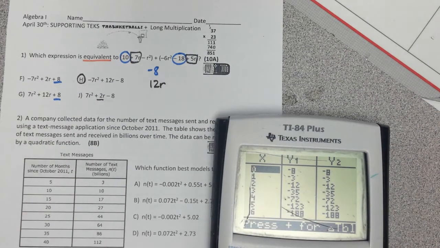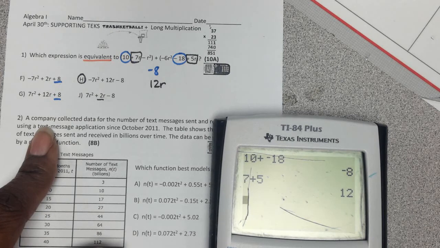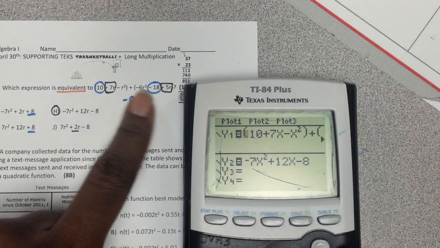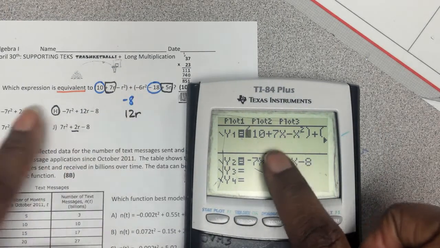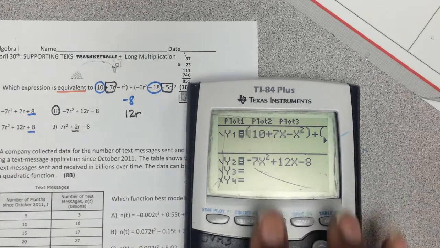Number 2. Yes, I put my problem. The problem will always go in the Y1. It's the different answer choices you need to try in the Y2, okay?